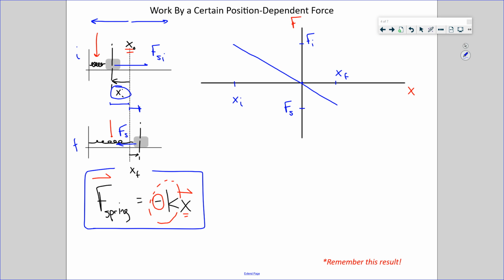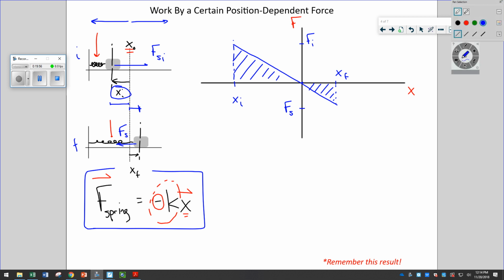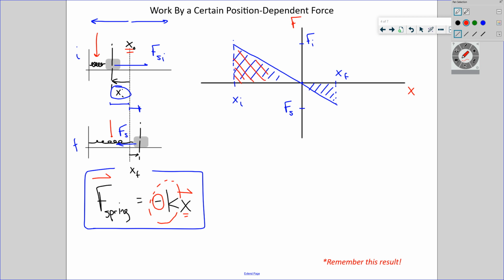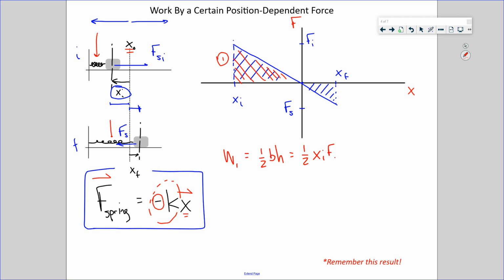You with me? So we can talk about the work done by this force. There's an area of this shape and an area of that shape. The area of this shape, in red, is the area of a triangle. Let's call this part 1. The work done in part 1 is the area of that triangle, which is 1/2 base times height. The base is x initial and the height is f initial. Well, f is kx, so we say kx initial.